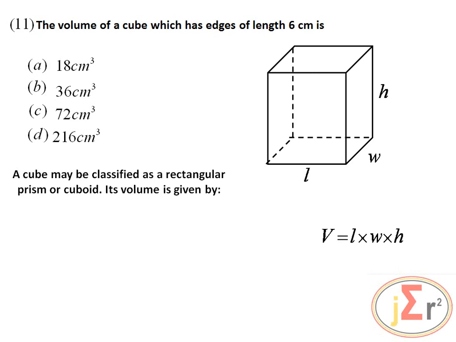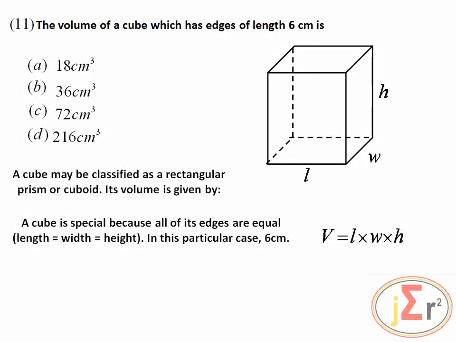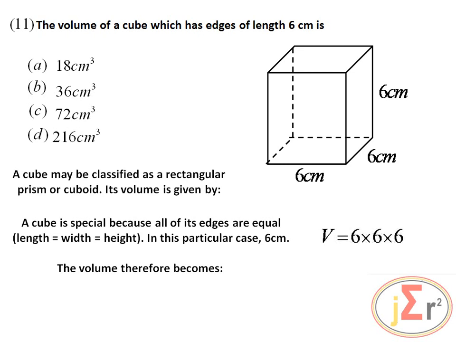The volume, that is. A cube is special because all of its edges are equal. Length is equal to width is equal to height. In this particular case, they are all equal to 6 centimeters. The volume therefore becomes length multiplied by width multiplied by height, and all of them are equal to 6. The volume is 6 multiplied by 6 multiplied by 6. So the volume is 216 centimeters cubed. The correct answer is option D.